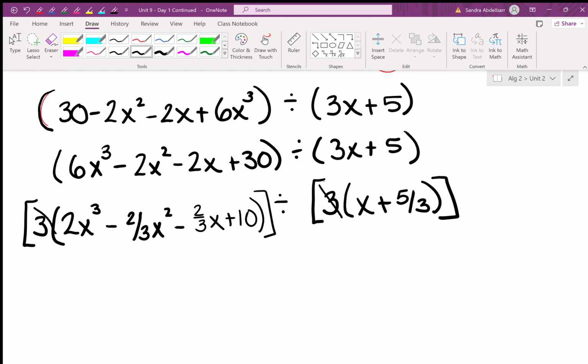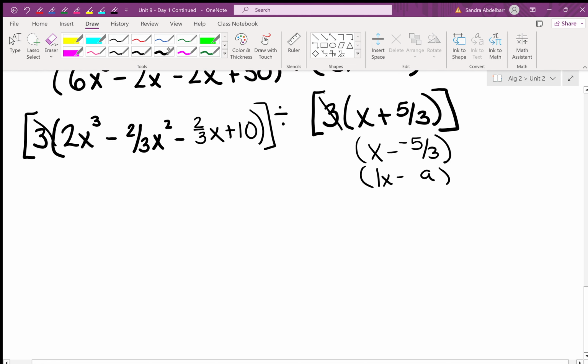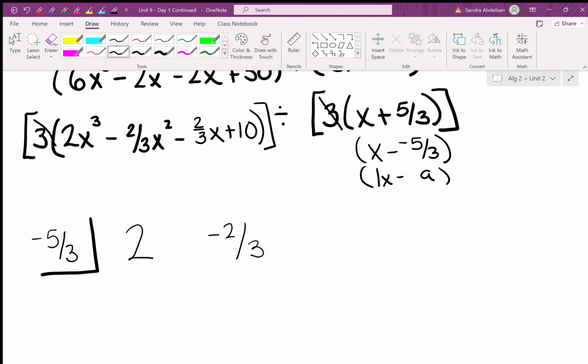Okay. All right. So now I can set up my synthetic division. Do we agree that this is the same as x minus negative 5/3? So then it's in that x minus a sort of format. Okay, so when I go to make the box, what number is going into the box? Dylan? Negative 5/3. You got it. And then I'm going to write out my coefficients: 2, negative 2/3, negative 2/3, and 10.